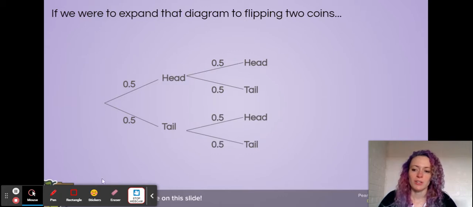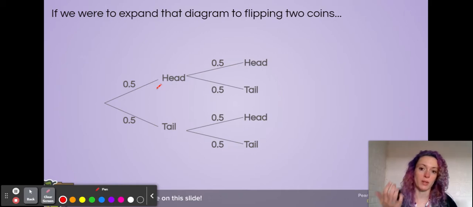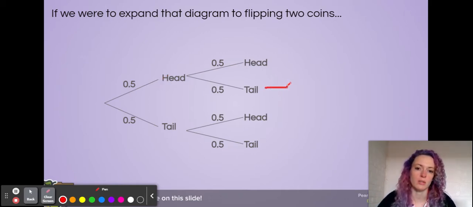If I want to know maybe what's the probability of getting one of each, one heads and one tails, what I would do is look for the branches that I need. So I would need heads and then tails, so I would need this branch, and then tails and then heads, so this branch, because again, I'm looking just for one heads, one tails.